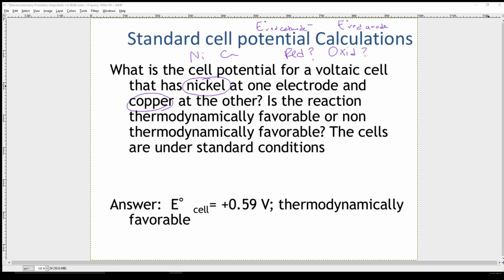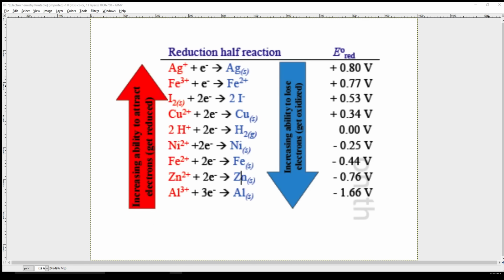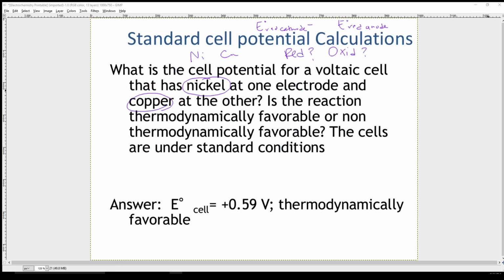So go back a couple slides, find this image here. Let's see, here's copper, and there's nickel. So which one is more likely to be reduced, copper or nickel? Copper is more likely to be reduced because it is positive. So copper is going to come first in our equation and nickel will come second. So I'm going to take these numbers and go back to my other slide. Positive 0.34, negative 0.25. Remember those.